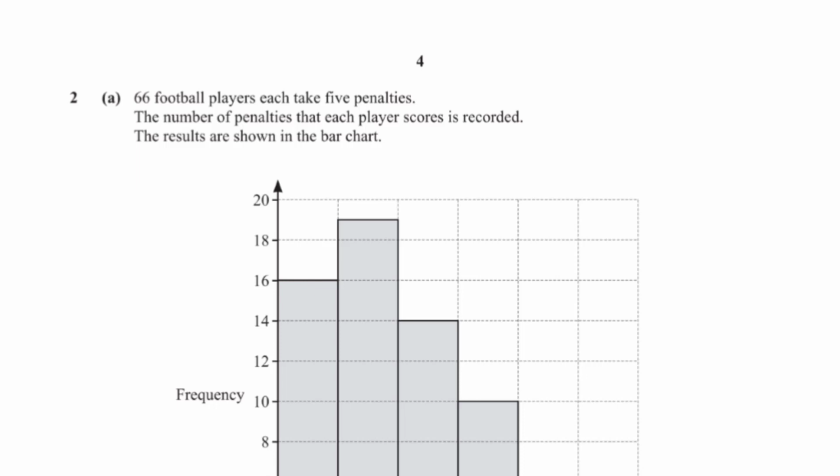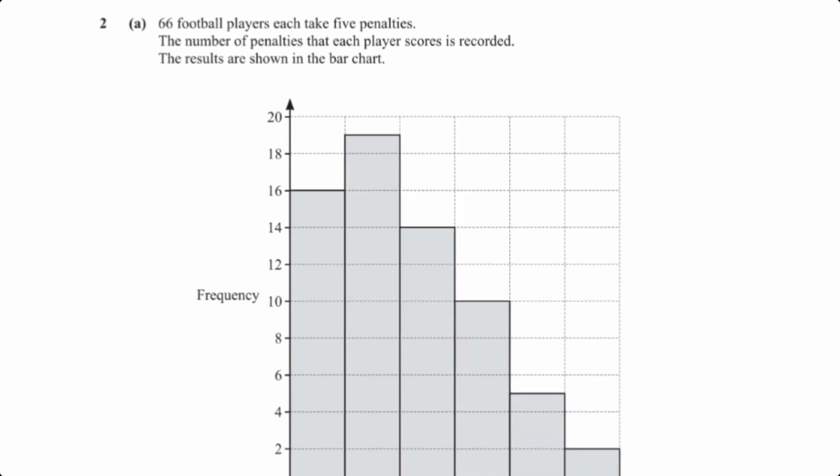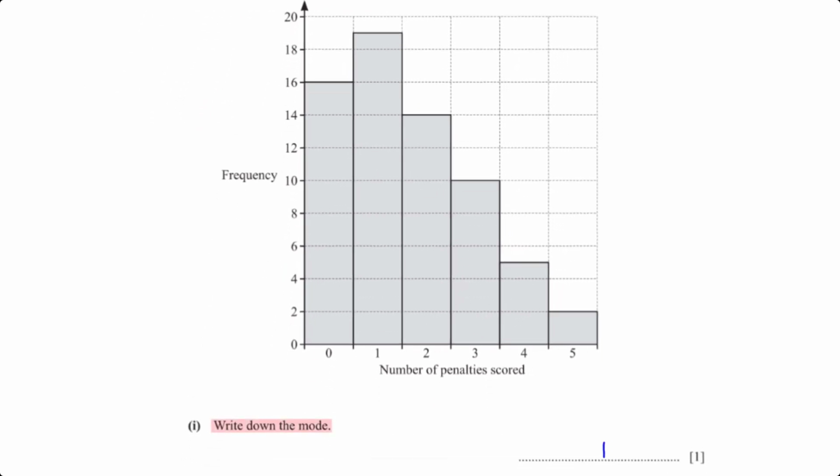66 football players each take 5 penalties. The number of penalties that each player scores is recorded. The results are shown in the bar chart. Write down the mode. The mode is the number with the highest frequency. From the bar chart, the highest frequency is 19. The number with this frequency is 1.